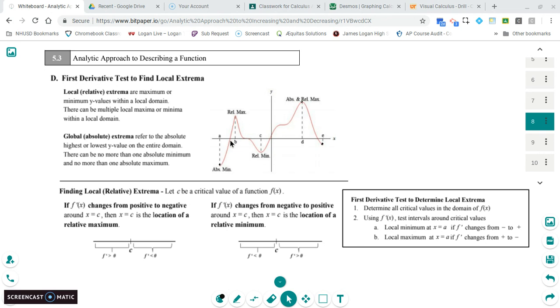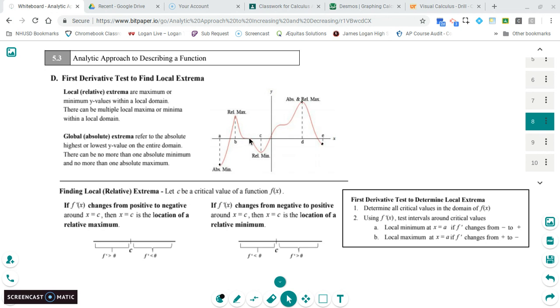So for instance, in this local region, there's a relative maximum at this point. It's a high point, it's a peak in this region. It's not the highest of the entire curve, but it is a high point for a small, localized domain. And so then I come to this point right here.